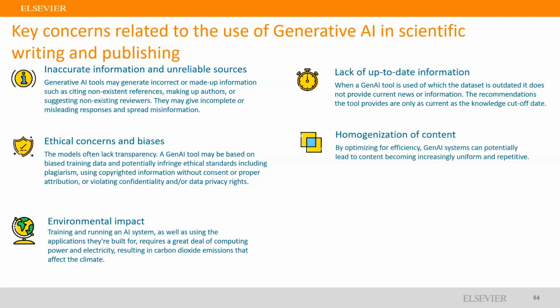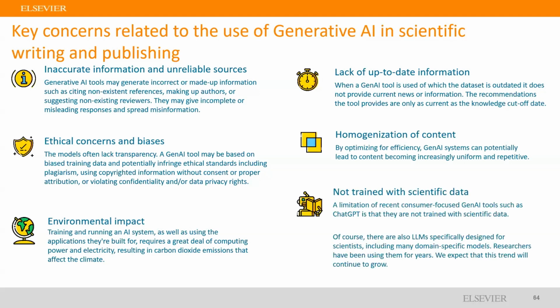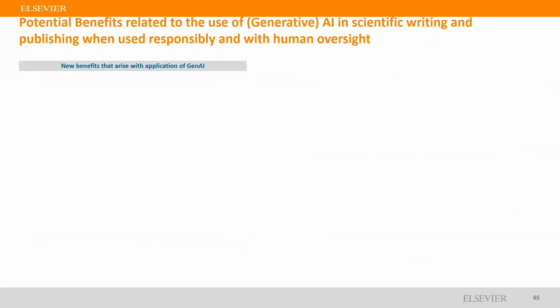As with everything, the more efficient we try to make things, the more homogenized things tend to become. So yeah, that's not a good idea. And lastly, a huge concern for the scientific community is that consumer LLMs, like ChatGPT, are really not built to process scientific data. There are, of course, potential benefits that we can use.